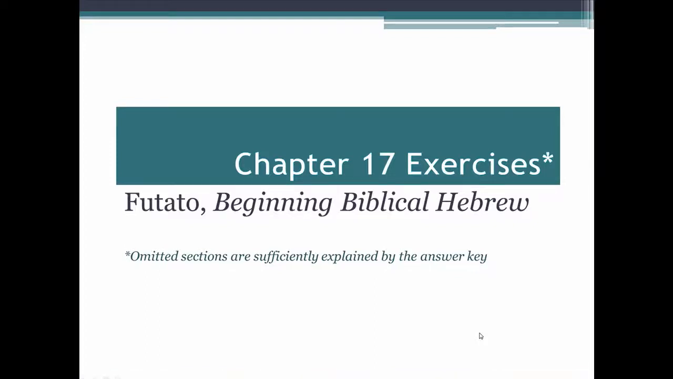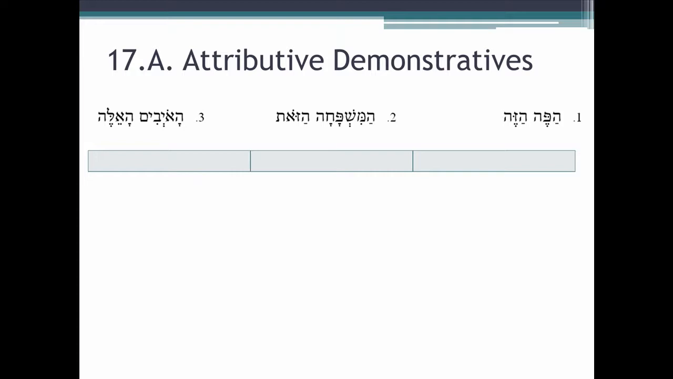These are the exercises for Futato chapter 17. First section, attributive demonstratives. So let's take them. Number one, hapeh hazeh. Again, notice we have our definite agreement. These are attributives, so we're going to have agreement in gender, number, and definiteness. So number one, this mouth.